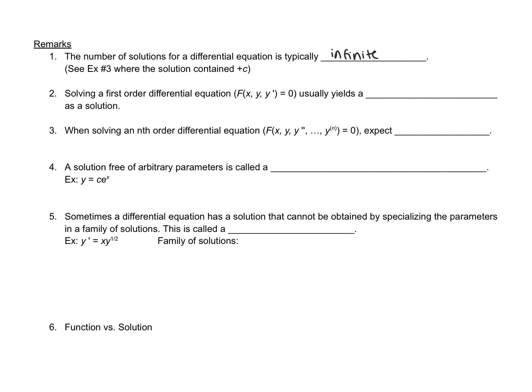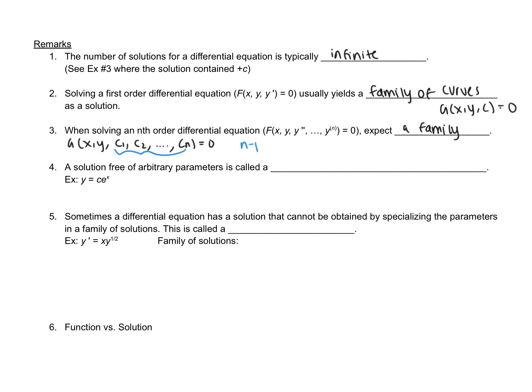Next remark: solving a first-order differential equation usually yields a family of curves, such as g of x, y, c equals 0, as a solution. If you're solving an nth order differential equation, you can expect a family of the form g of x, y, c1, c2, all the way up to cn equals 0. These parameters make it an n-parameter family.